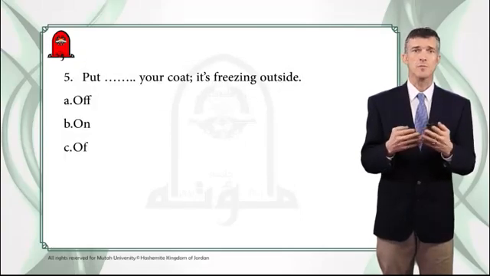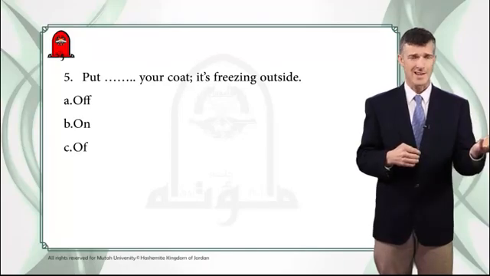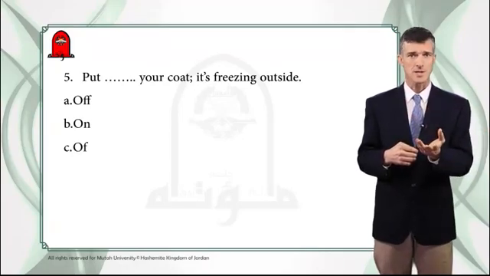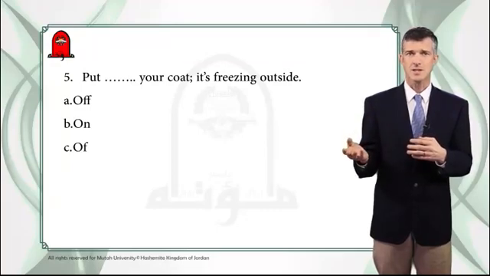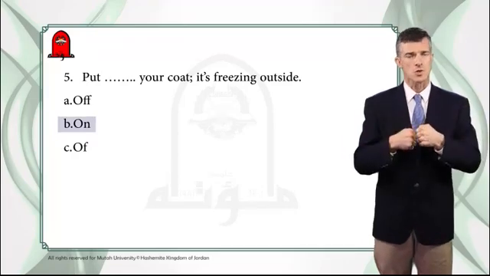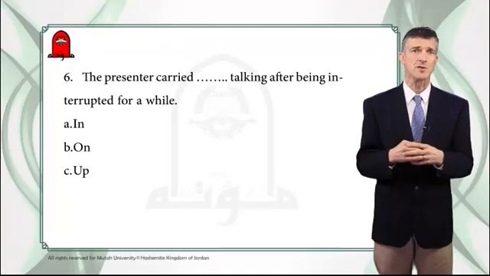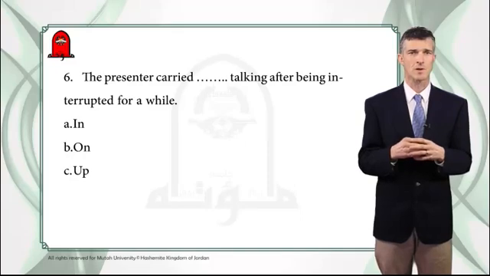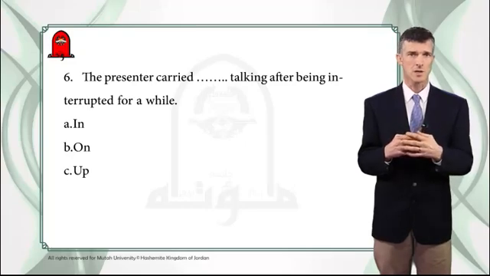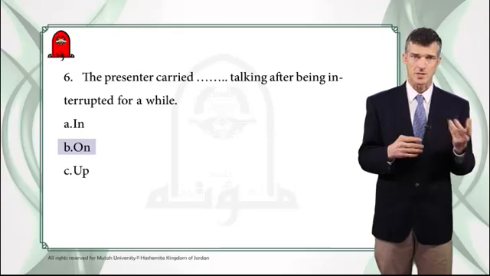5. Put blank your coat. It's freezing outside. Is it A, off, B, on, C, of? The answer is B, put on your coat. 6. The presenter carried blank talking after being interrupted for a while. Is it A, in, B, on, or C, up? The answer is B, on. Carried on talking.